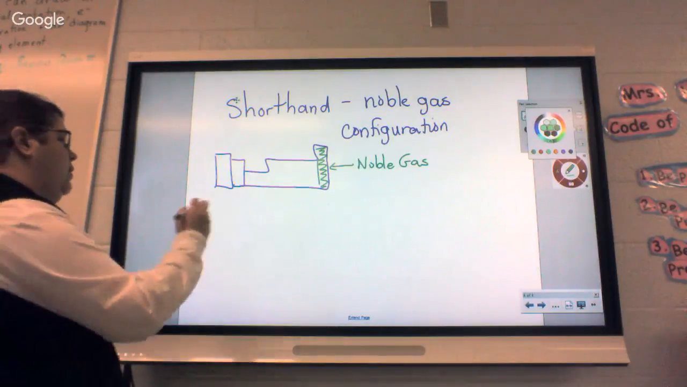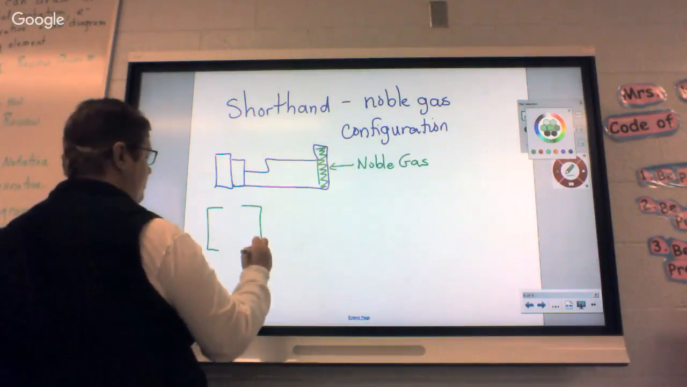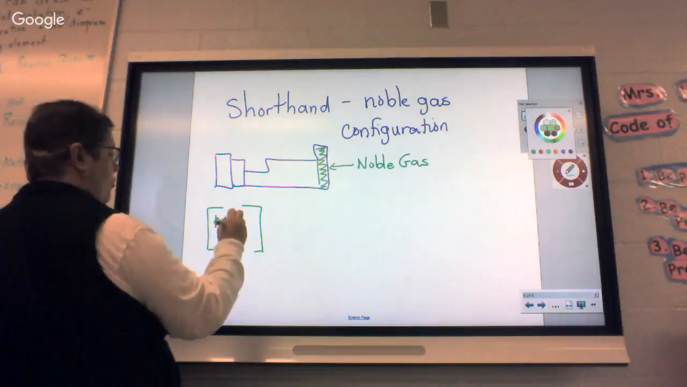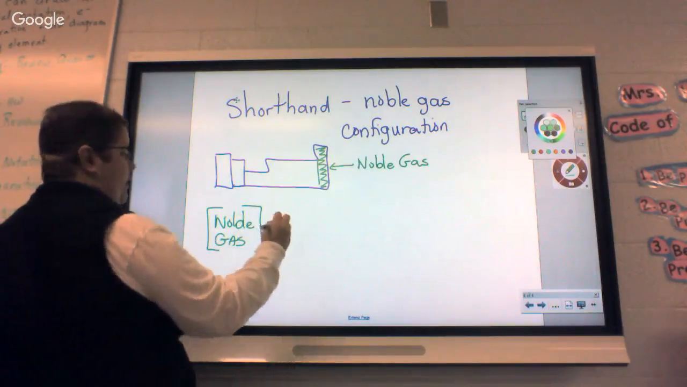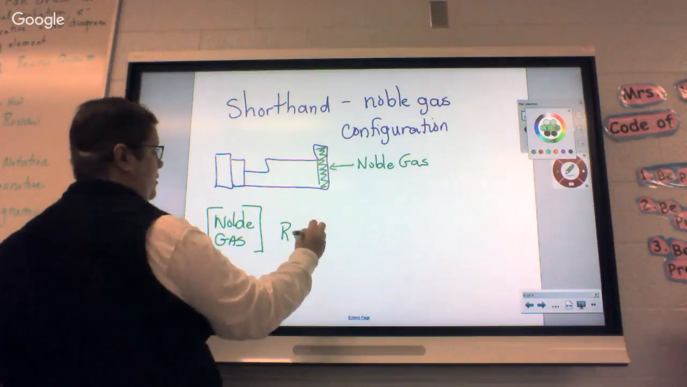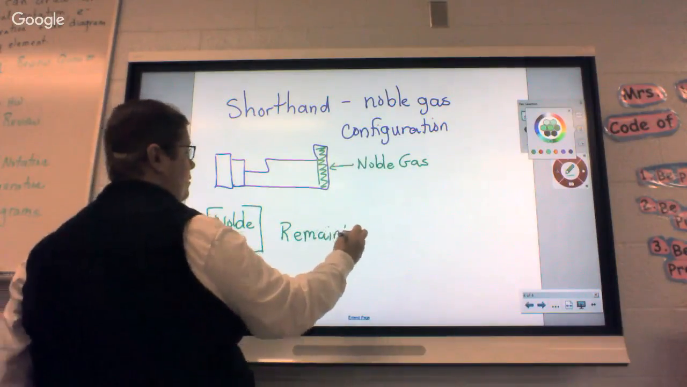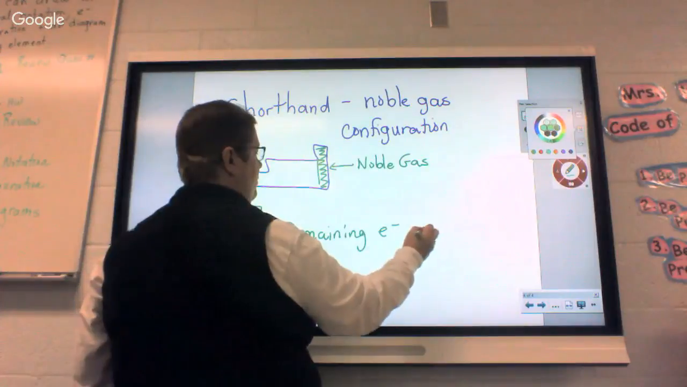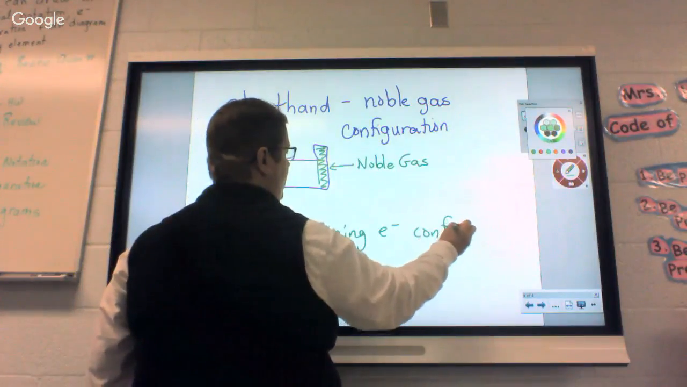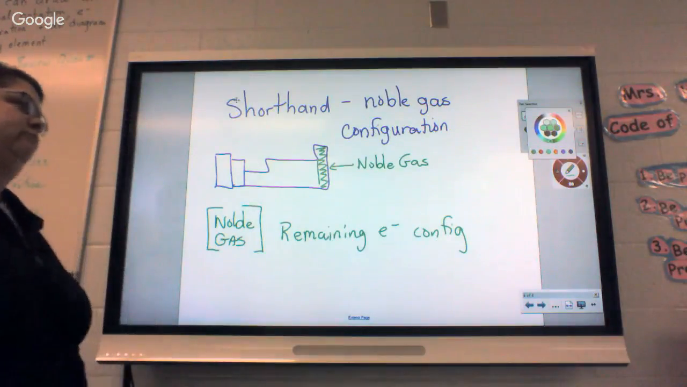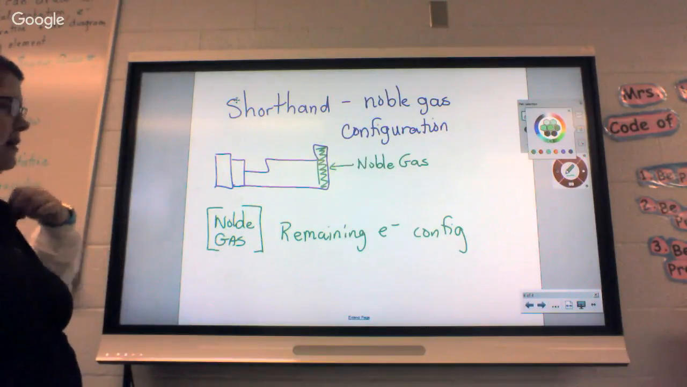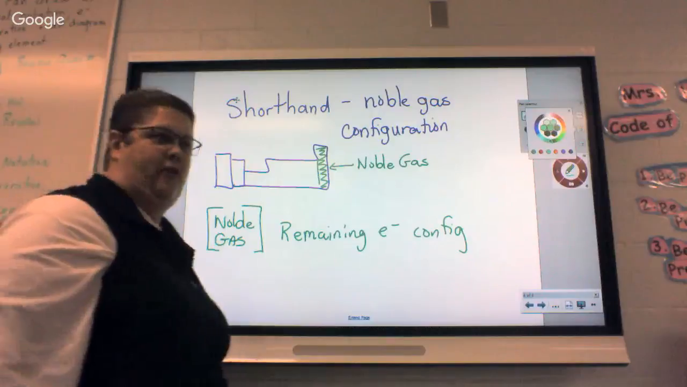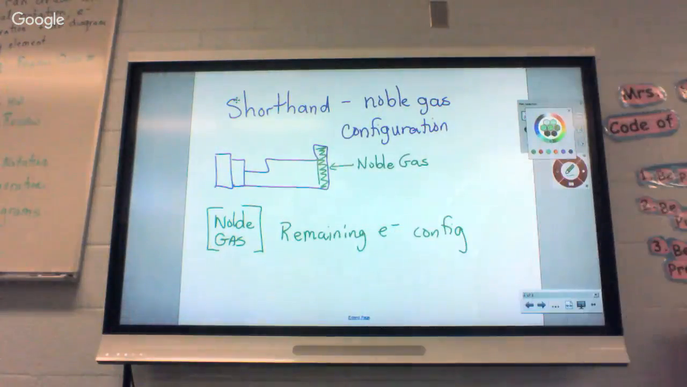So, we're going to write a noble gas in brackets, and then we're going to write the remaining electron configuration. I will show you how to pick the noble gas in just a second, and then we'll write the remaining electron configuration like we just learned.